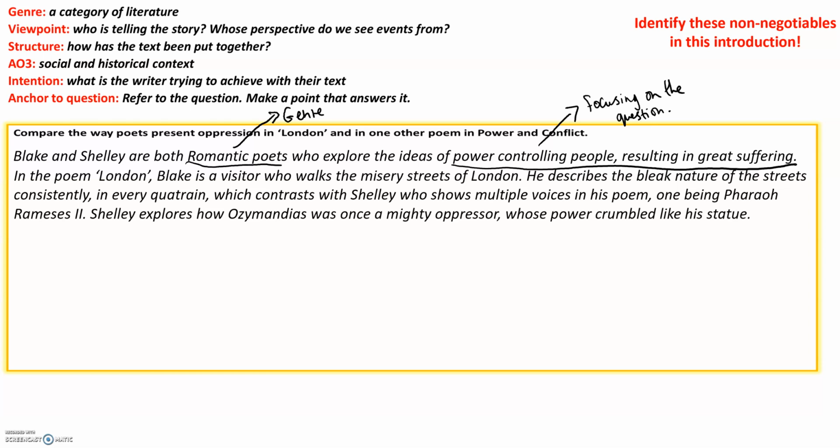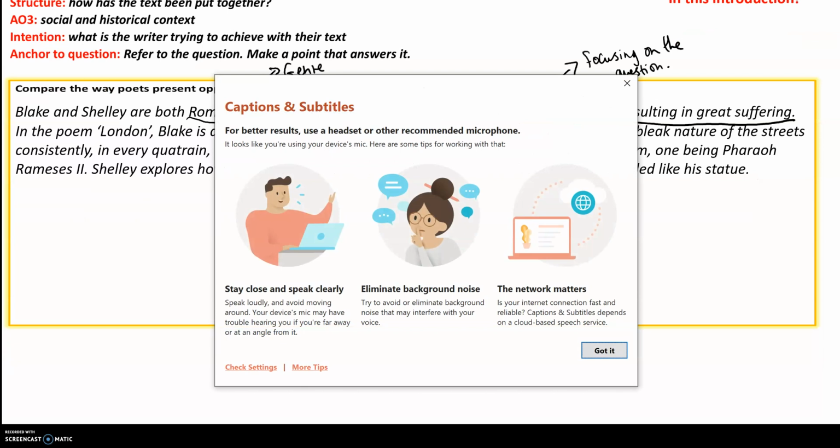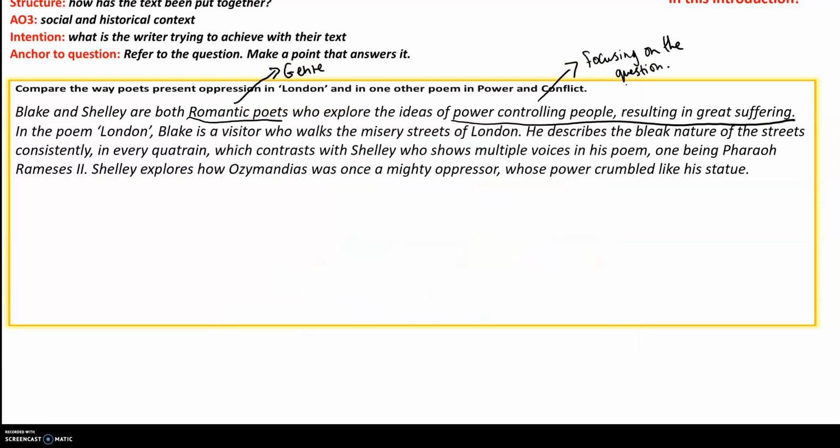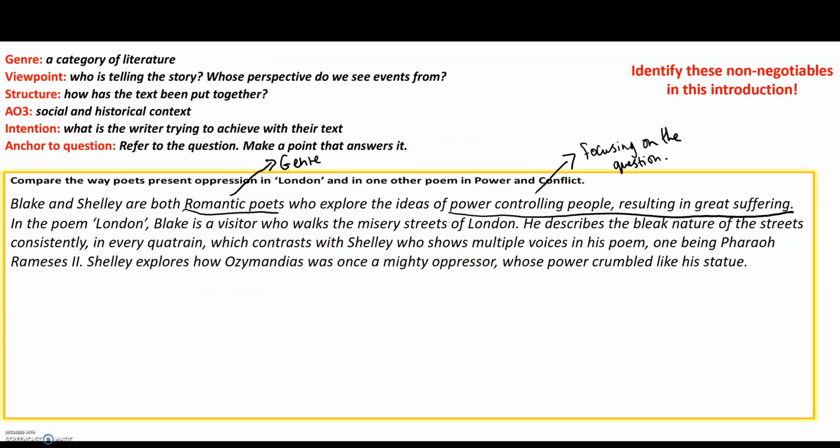Next part. In the poem London, Blake is a visitor who walks the misery streets of London. So right here, we've got our viewpoint. So Blake is a visitor. Just going to change that to a different color. So Blake is a visitor. Then we've got, he describes the bleak nature of the streets consistently in every quatrain, which contrasts with Shelley, who shows multiple voices in his poem, one being Pharaoh Ramses II. So straight away, I'm just going to draw an arrow. We've got our viewpoints.